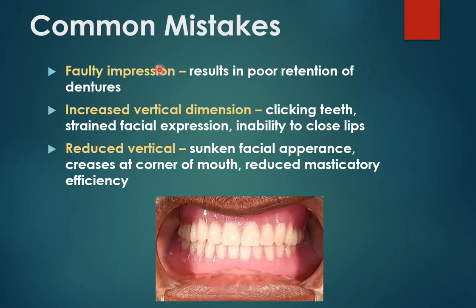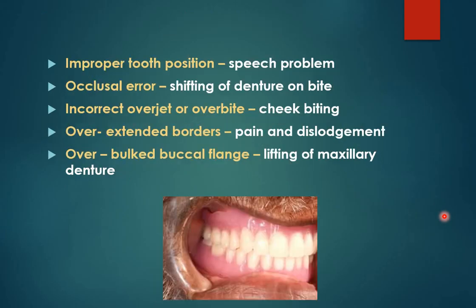What are the most common mistakes when we are fabricating the complete denture? One, it could be a faulty impression that could result in poor retention of the dentures. There could be increased vertical dimension that may lead to a clicking sound when the teeth meet each other. There will be strained facial expression, and there will be inability to close the lips. If there is a reduced vertical dimension, that may lead to a sunken facial appearance. There would be creases at the corners of the mouth, and there would be reduced masticatory efficiency of the patient.